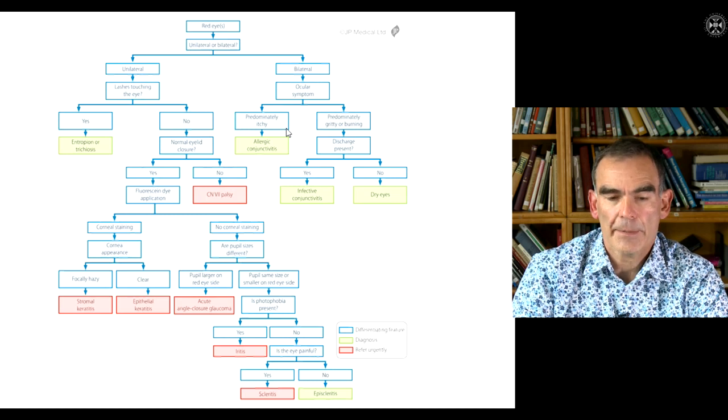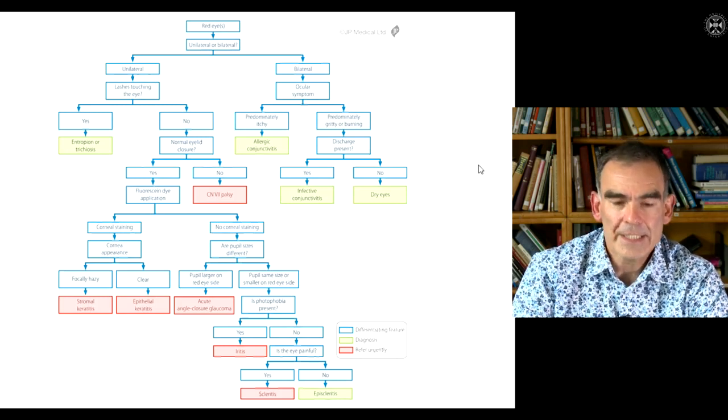Again, coming back to the symptom, if it's predominantly gritty or burning rather than itchy, then the next question I would suggest is useful is asking if there's discharge present. And discharge usually reflects conjunctival irritation. If there is discharge present, it's likely to be infectious conjunctivitis. Again, it's probably very difficult for even the most experienced consultant to differentiate between a viral infectious conjunctivitis versus a bacterial, and I'm not going to say much more about the treatment there.